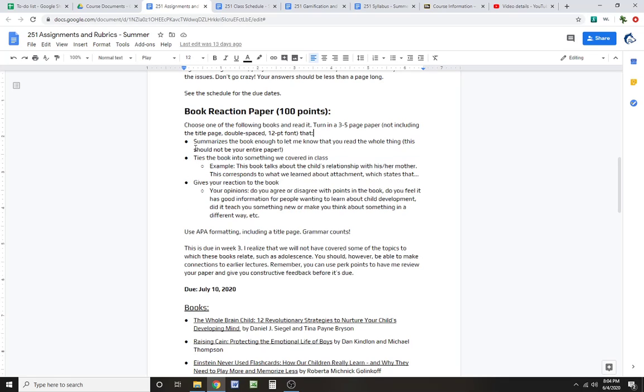You need to summarize your book, tie the book into something covered in class, and give your reaction to the book. I want you to think about the book. I want to see that it really made you think and that you were able to analyze it. Use APA formatting, including a title page. I don't really cover APA, but it's really easy to just go online and search for an APA title page and then just put in your own information. And in all of these assignments, your grammar counts. Spelling and grammar are 10% of your grade.